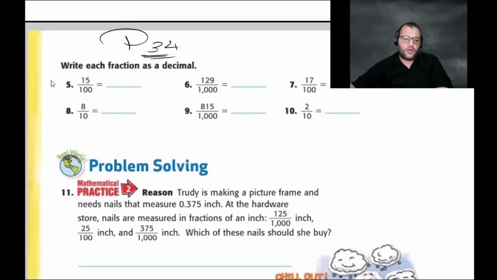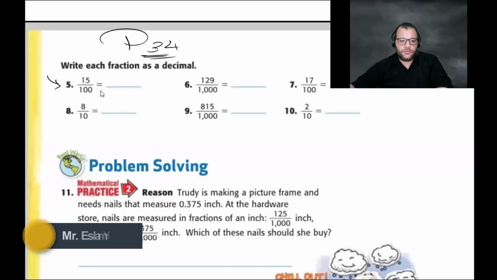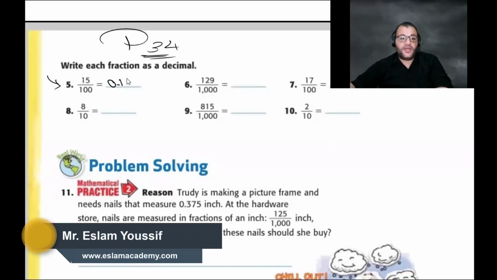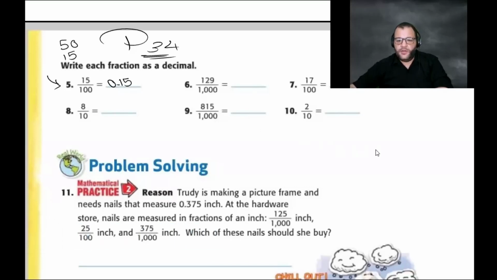Question number 5. How can we solve it? We need to write this fraction as a decimal. Leave the book now. Just look at the computer or your mobile and give me the answer. How can we convert this one? 0.15. Yes, 0.15, not 0.50. That's 50, and that's 15.